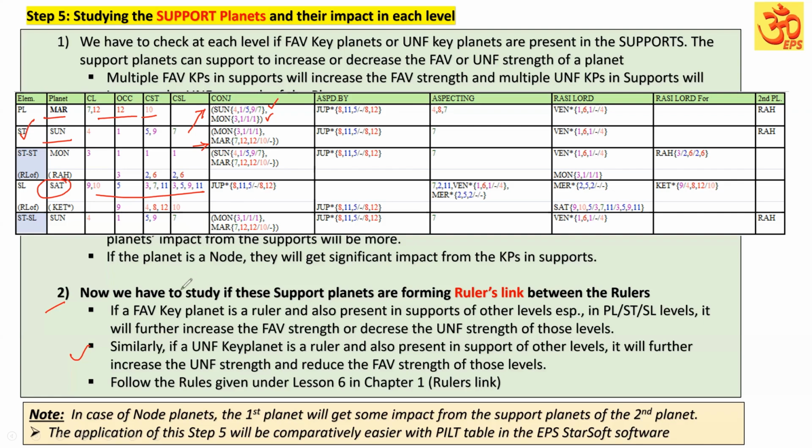So that way, if a planet is playing as a favorable key planet, as a ruler, check if that key planet is forming a ruler link to the other levels by way of supports. We can check the other way also: check the planet in its supports, whether it is getting a ruler link from the other levels also. That also we can do. I will explain with one more example.